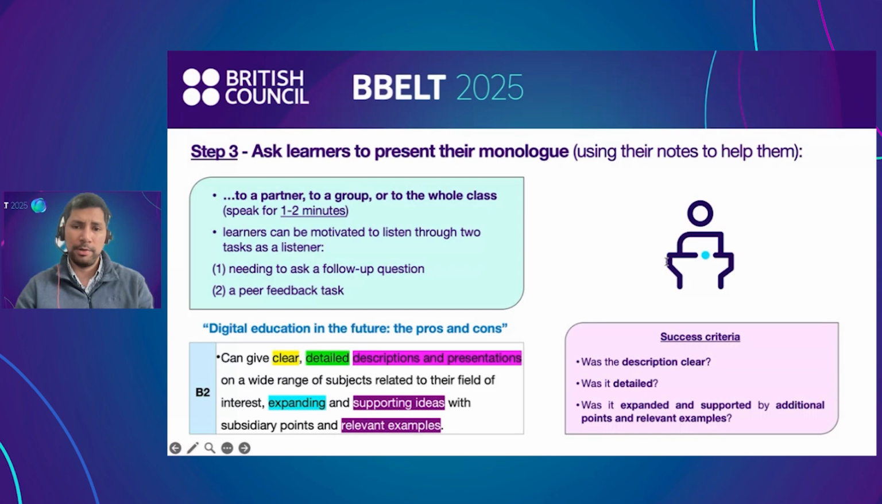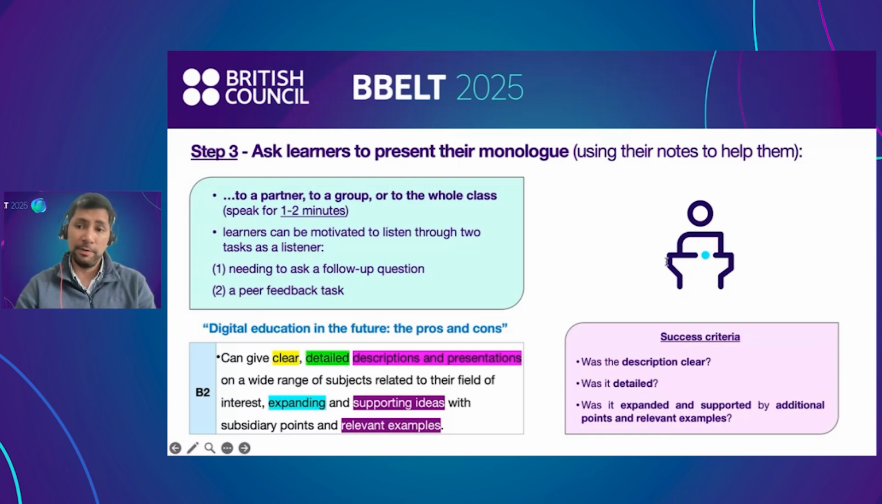So here's the success criteria. Was the description clear? Was it detailed? And was it expanded and supported by additional points and relevant examples? So in this particular case, what I would do is I tell the listener who's listening to the partner performing the task to listen, make notes in relation to this peer feedback, but also obviously listening so they can ask a question at the end of the talk. They ask a follow-up question, and then when that's done, they review their notes, take some time to do their peer assessment, and then give feedback.